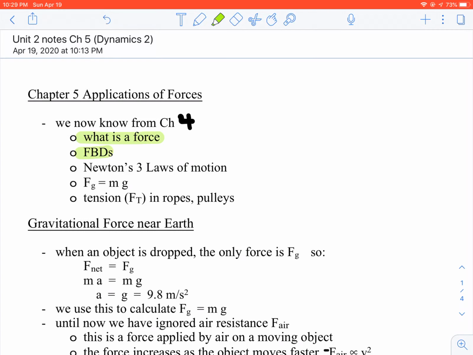Now, we talked about Newton's 3 laws. Newton's first law, law of inertia: an object will maintain its state of motion unless acted upon by some external unbalanced force. I usually think of that as a soccer ball. If you don't kick the soccer ball, it's not going to move. It needs an unbalanced external force applied to it in order to move.